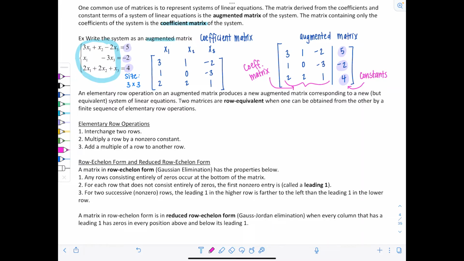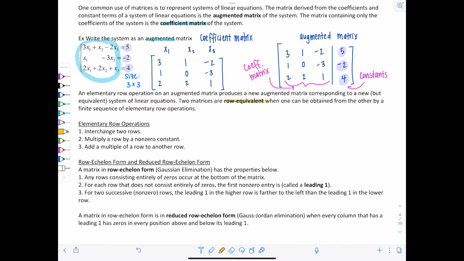Same thing here, there's certain procedures that you're allowed to perform on a matrix, okay, that will produce a new augmented matrix that corresponds to an equivalent system of linear equations. So basically, you will not be altering the solution set, the solution to the system of equations. And we say that two matrices are row equivalent when one can be obtained from the other by a finite sequence of elementary row operations.